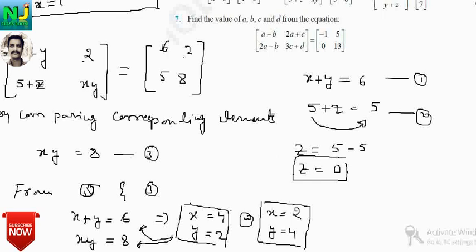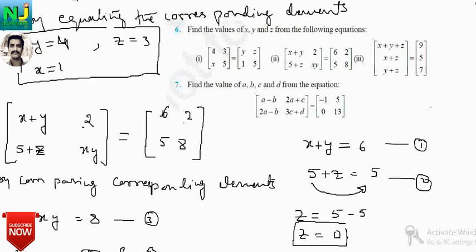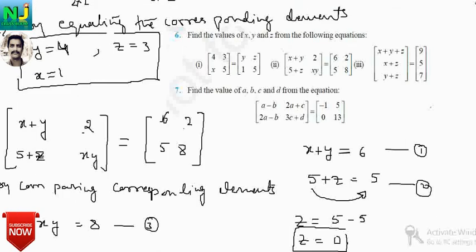The values of x, y, z are x is equal to 4, y is equal to 2, or x is equal to 2, y is equal to 4, and z is equal to 0. This is the way you have to solve the problem. Is it clear? When solving problems on equality of matrices, you must be very, very careful. So this is problem 2 of part 2.